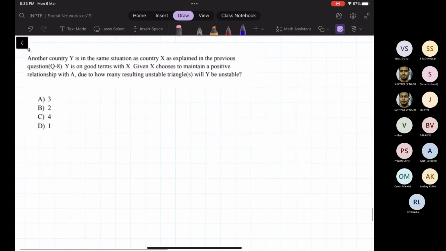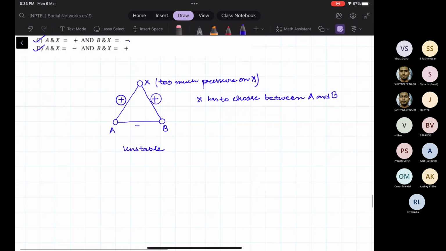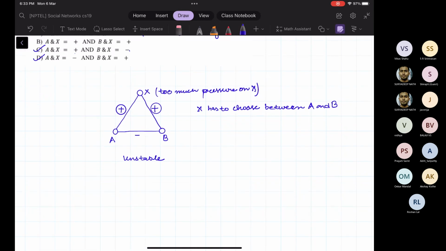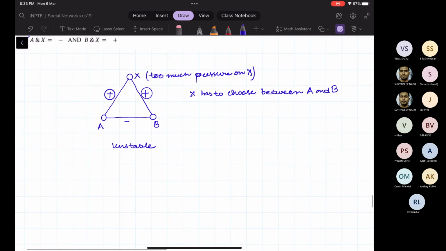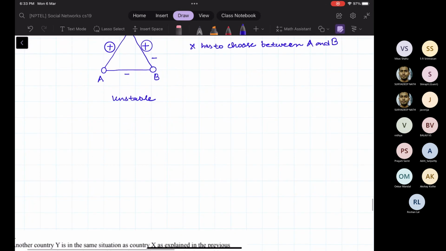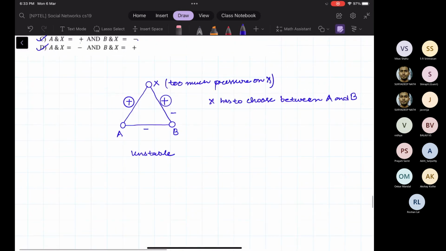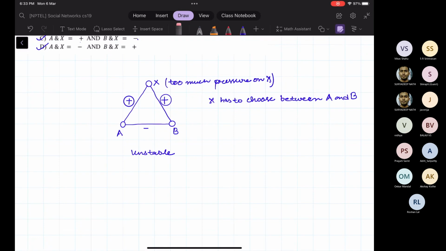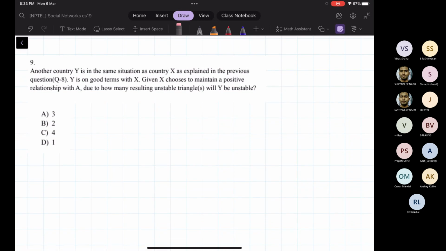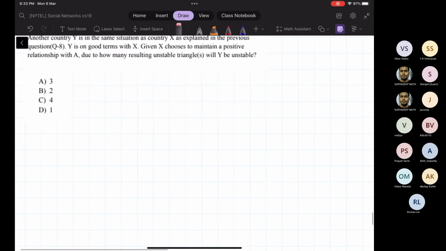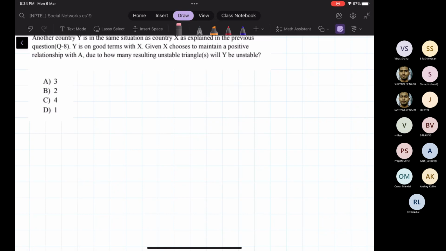Now, given that X chooses to maintain positive relationships with A, but in this case, it is mentioned that X turns the relationship between X and B into negative. So the relationship between X and B changes from plus to minus. Then, due to how many resulting unstable triangles will Y be unstable? This will be better understood if we draw the diagram once again.